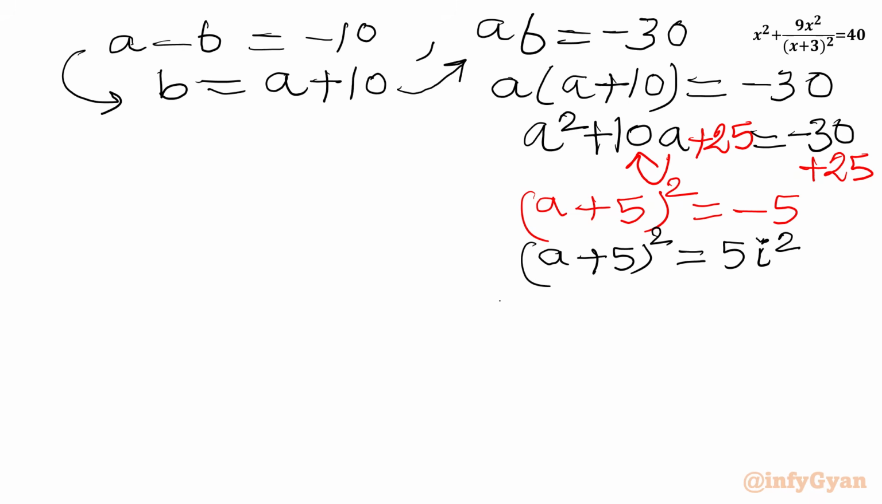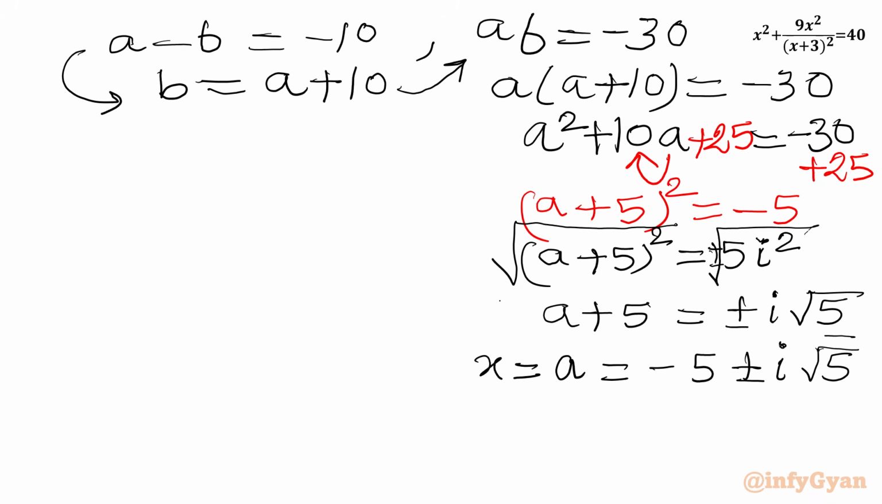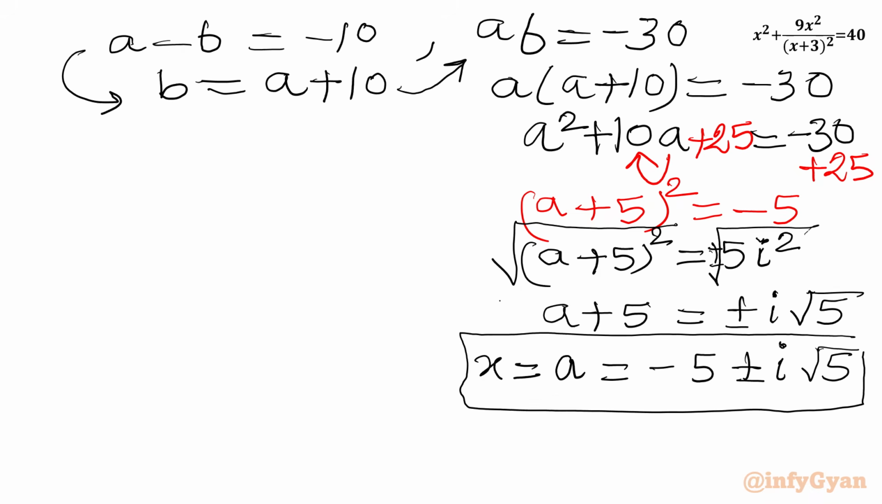Now we will take the square root on both sides, with the plus minus sign. We can write A plus 5 equals plus minus i square root 5. Now we have to subtract only 5 to get the value of A, and A is x. So I can write x equals A equals minus 5 plus minus i square root 5. So we have two complex solutions: minus 5 plus minus i square root 5.